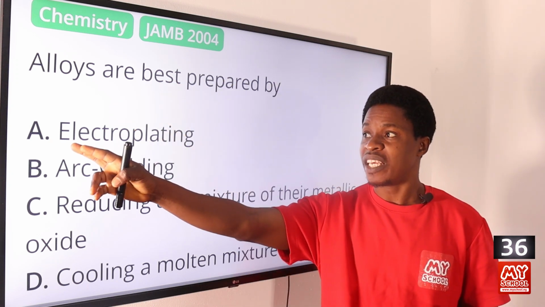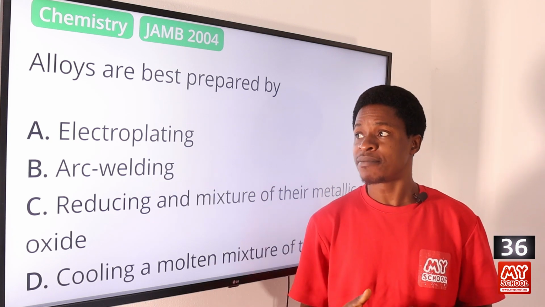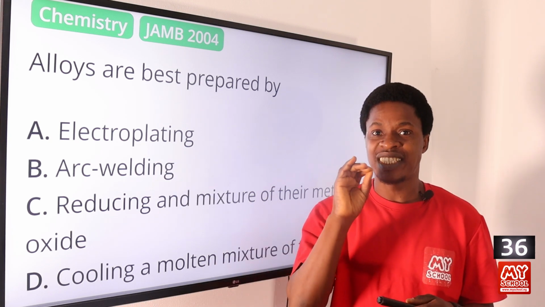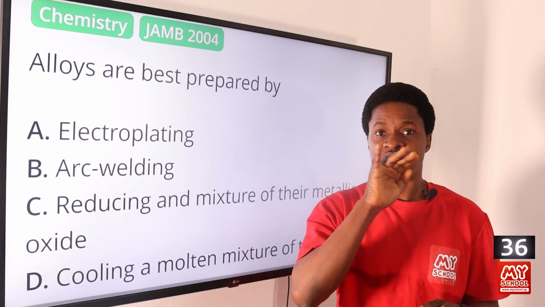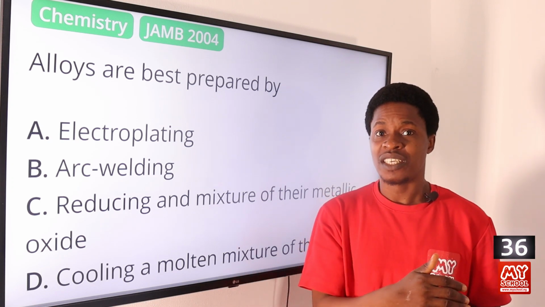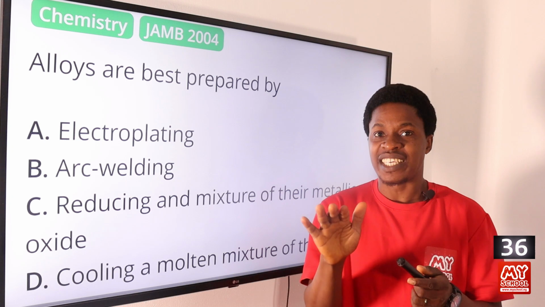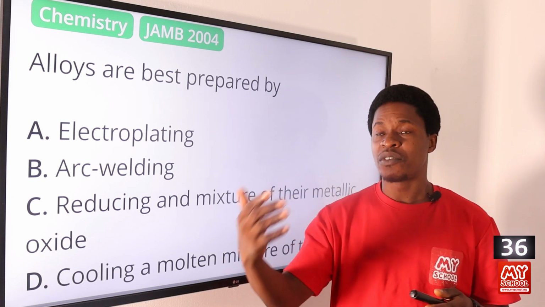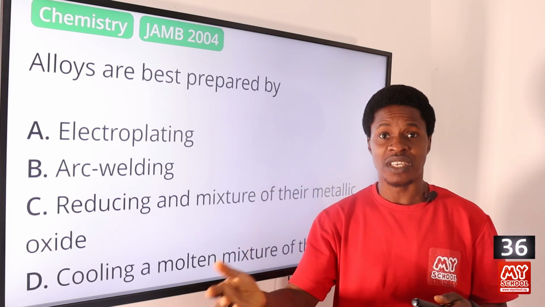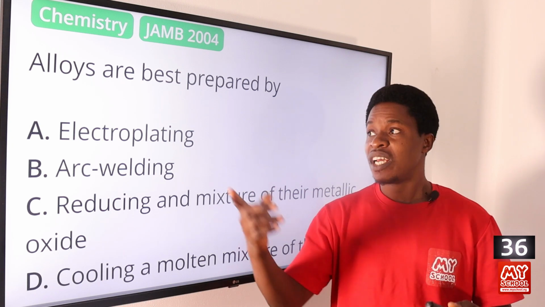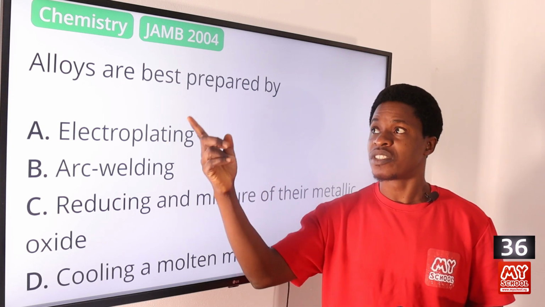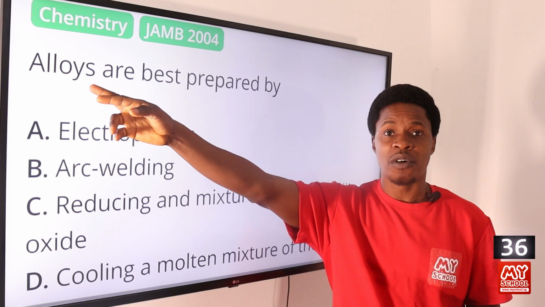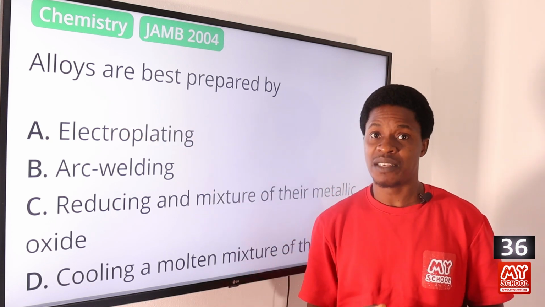When we talk about option A, electroplating, electroplating will just require that a thin layer is put on the surface of the other metal. So it's just a kind of coating. When we are trying to avoid or prevent corrosion, electroplating can come in place, but certainly not in the preparation of alloys. So option A is eliminated.